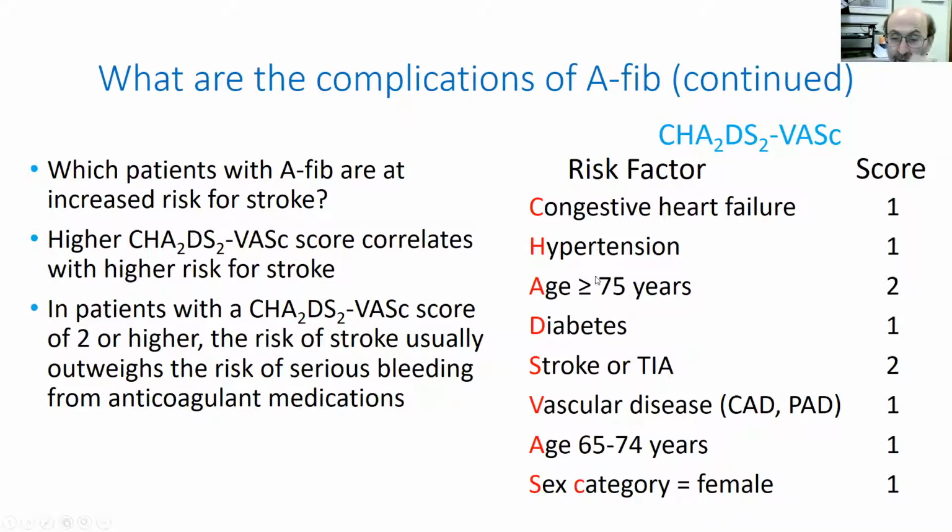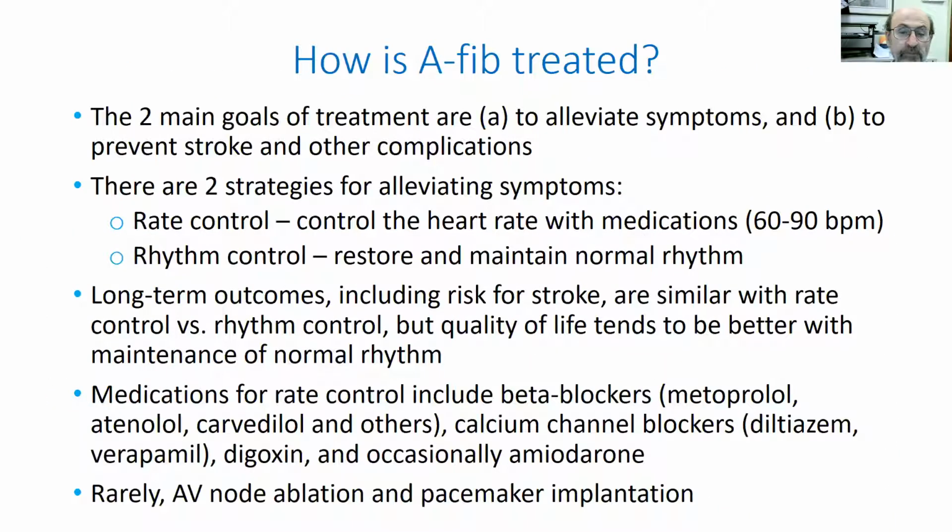And you can see that anybody over the age of 75 and women over the age of 65 have at least 2 points on the CHADS-2 VASc score, and that therefore puts them into a higher risk for stroke and benefit from having treatment with an anti-clot medication.